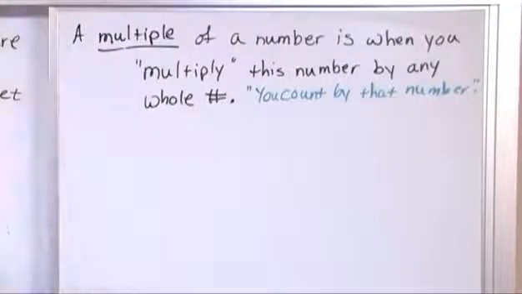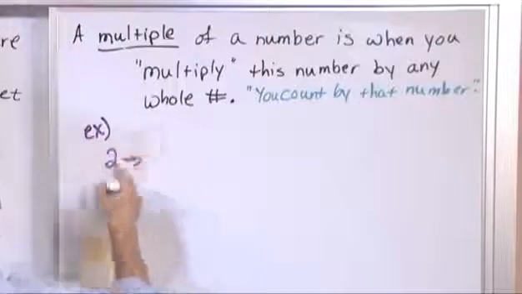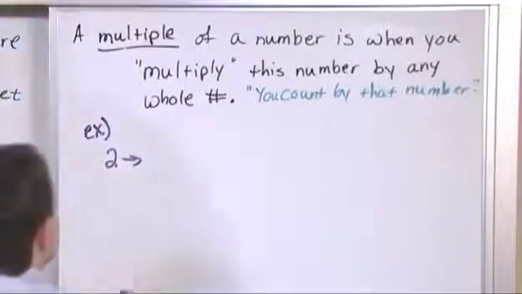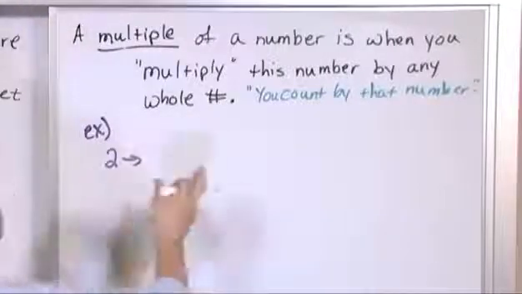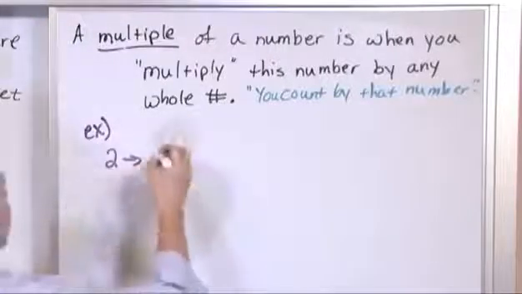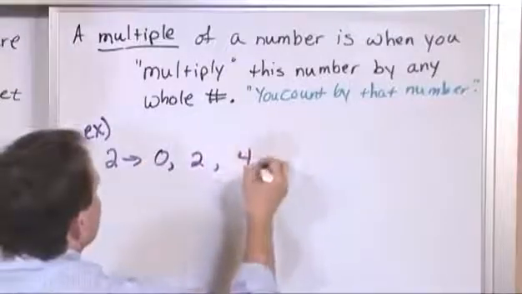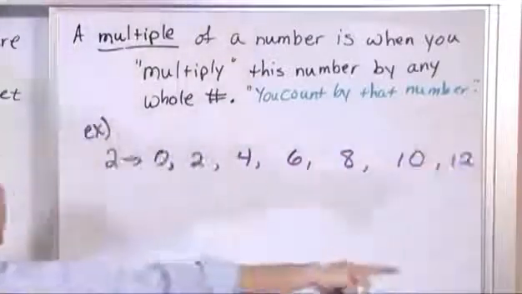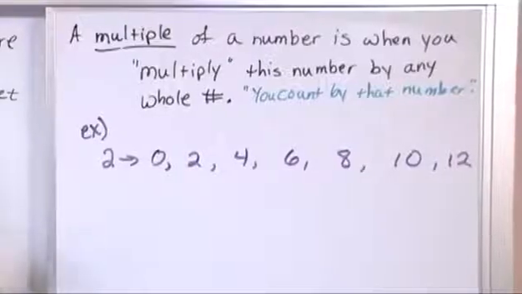Let me show you exactly what I'm talking about here with something that you understand. So, the number 2. If you want to find the multiples of the number 2, then, well, let's just talk about it. Let's count by 2s. The multiples are equal to counting by 2s. So let's start at 0. You always start at 0. 0, 2, 4, 6, 8, 10, 12. So you already know how to count by 2s. You just didn't really know that it was called multiples necessarily.